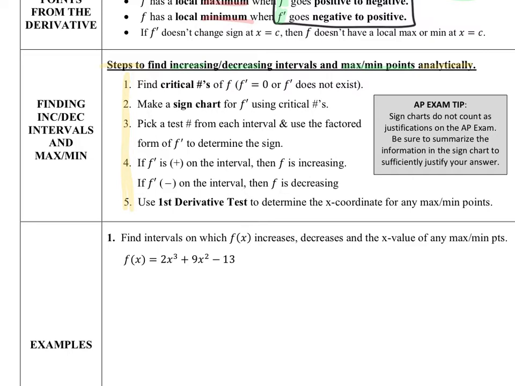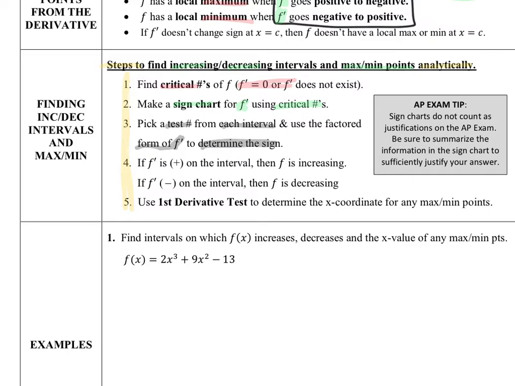And our first step is to find these critical numbers, just like we did previously when we did the EVT. That was our first step in those as well. Next, we make a sign chart for f prime, and we start by putting those critical numbers on that sign chart. And those critical numbers are going to divide that number line into different intervals, and we pick a test number from each interval, put it into the factored form of f prime, and determine what the sign is. And we only care about the positive or negative of things because that tells us everything we need to know.